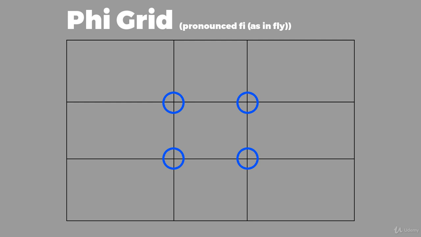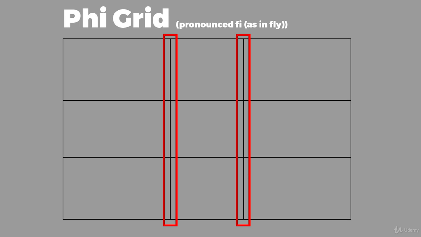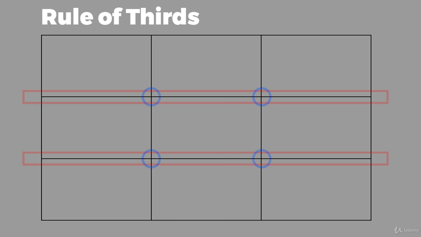This is called the phi grid. The largest golden rectangle we created first is copied to the left of the square, and two lines are drawn horizontally. The cross points of the grid are your power points, and all the vertical lines are often used as focal areas for composition. The modern day version of all of this is called the rule of thirds, mostly used in photography and film, and of course video games.